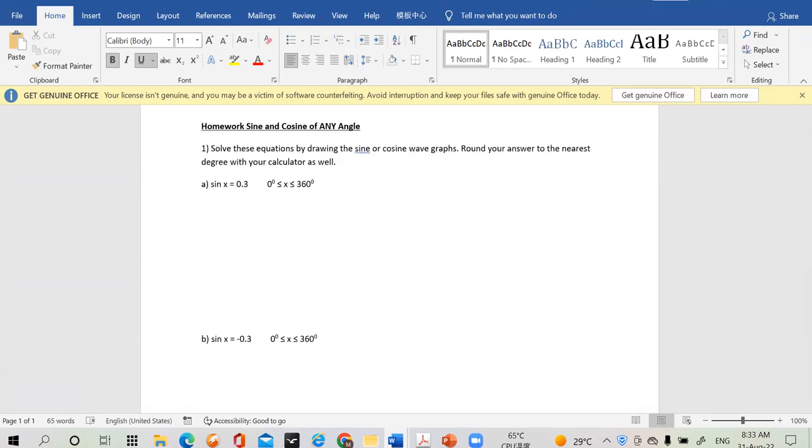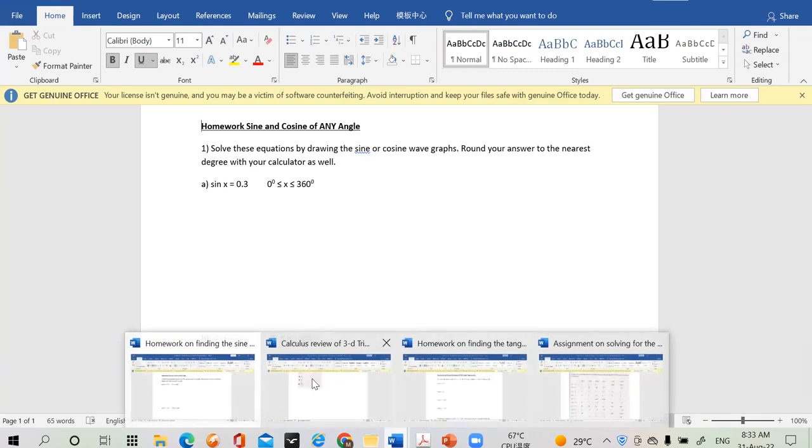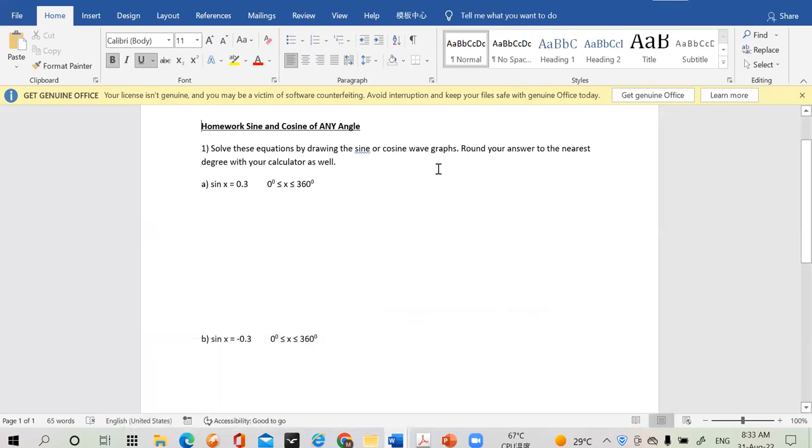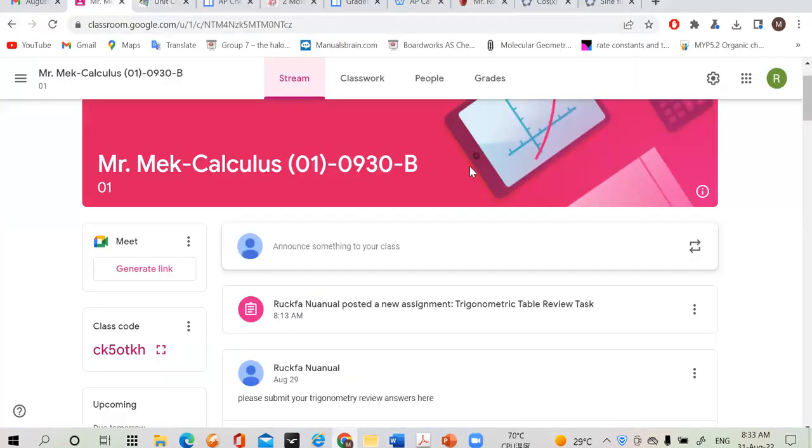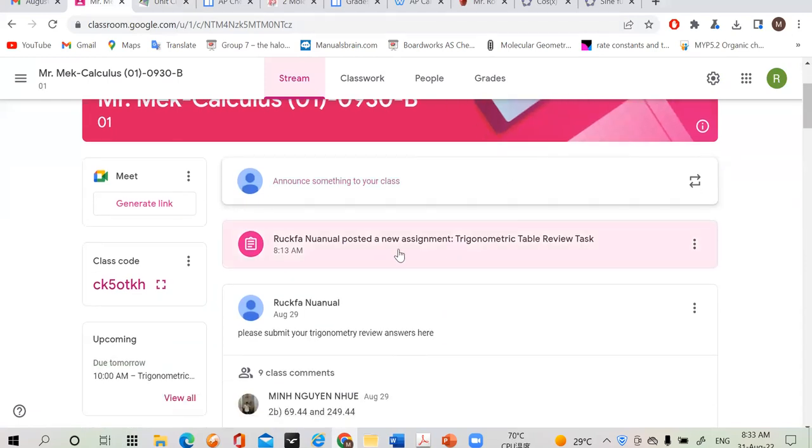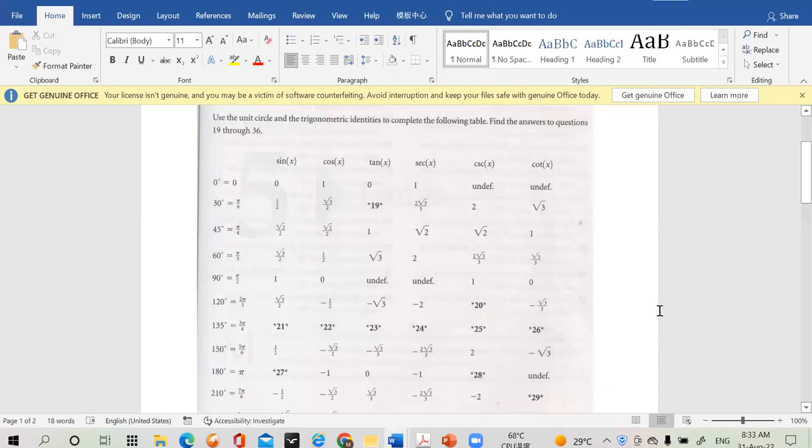Okay. So from last time, you should have finished the tangent and the 3D stuff. And then today, after you're done with the sine and cosine stuff, please go to the Google Classroom, where you have a new posted assignment that you can submit online. I forgot to give you a sheet of it, so I'm having you do it online. It's a trigonometric table review task. Once you click on it, you may download it, do it on paper, and then upload it again. That assignment will look like this.